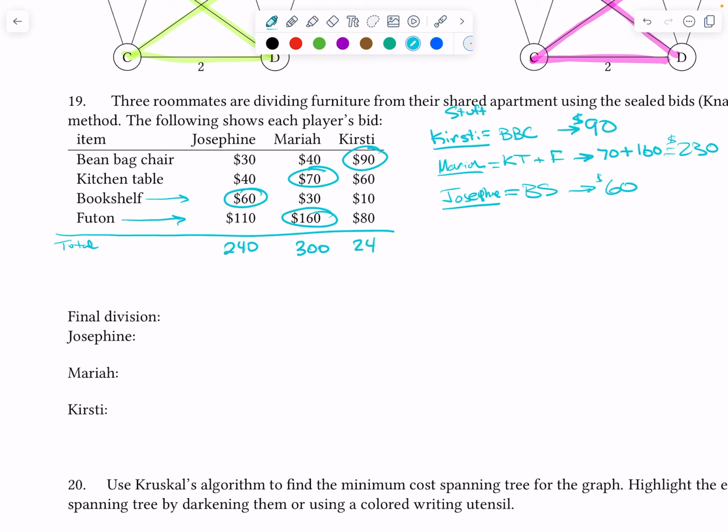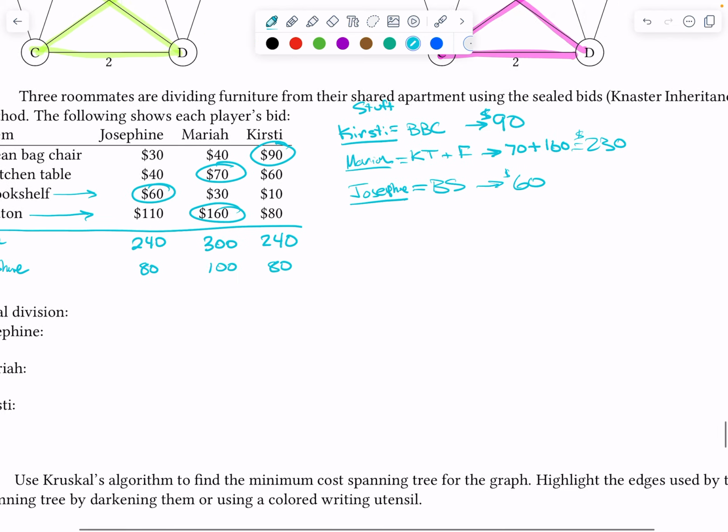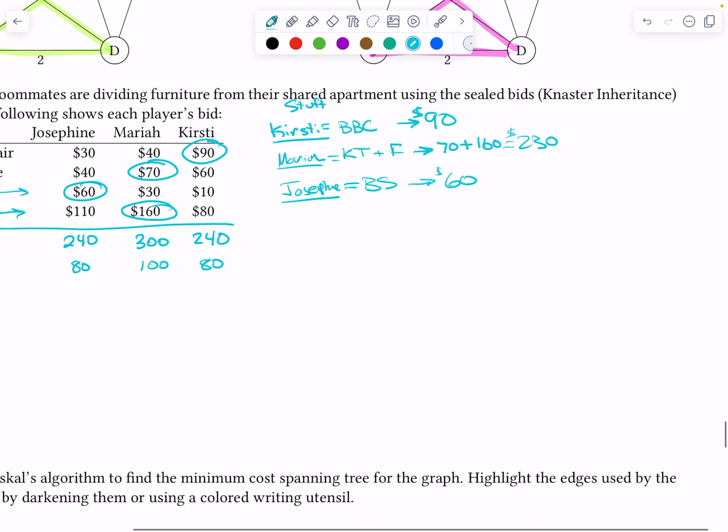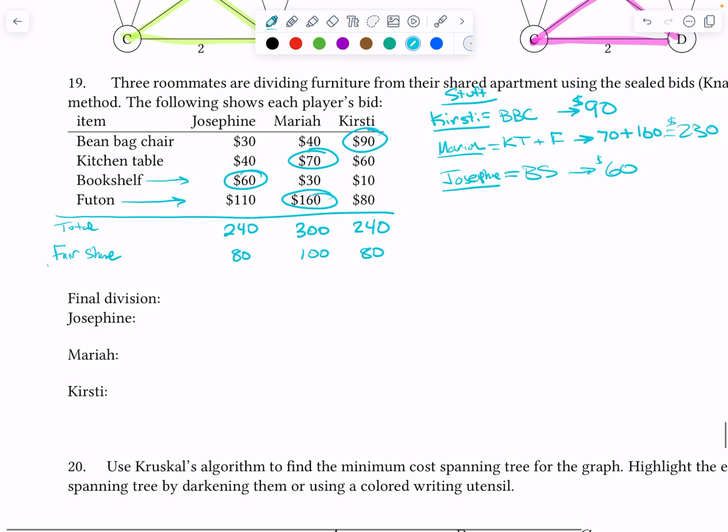Is it 240 as well? Yeah, it does look that way, 240. And then the fair share is going to be 240 divided by 3, which is 80. This is 100, and this is 80. So then, we've done the stuff, we've done the fair share. You can go back to that previous problem to see how it should be laid out, where I've got everything laid out nicely for you. Here it's just like, do it.